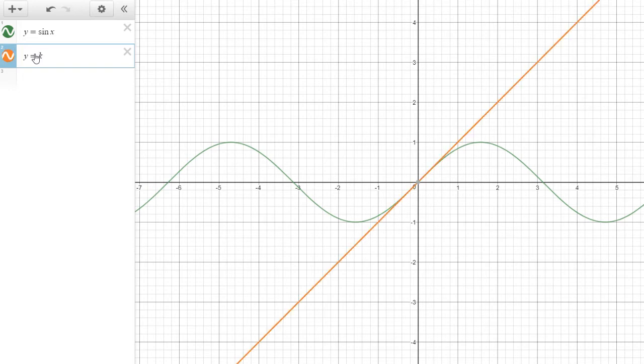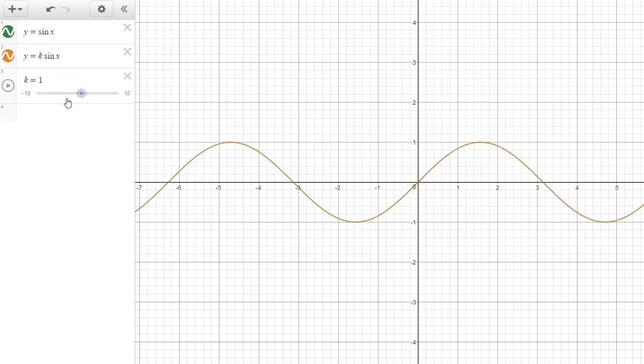k sine of x. Okay, now we can pick a value for k. Now the example we gave there was we'll make k equal 2. So there's k is now 2. Okay, so you can see what happens here is it stretches the function.